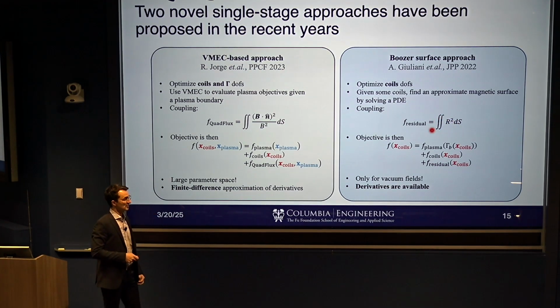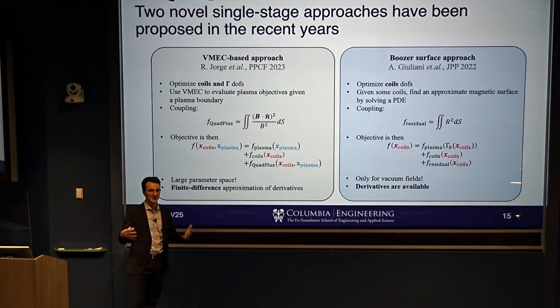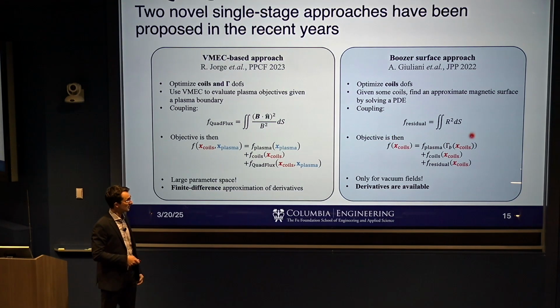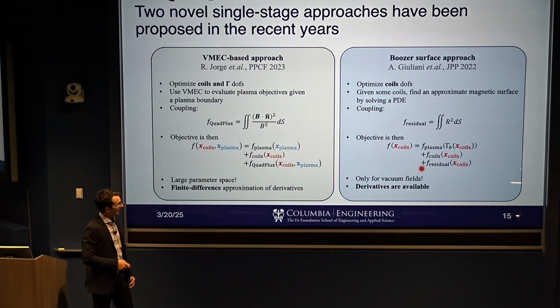So if you solve your PDE exactly, you do find a magnetic surface, and you have a good coupling between the coils and your surface. If the residual squared is large, then the surface you use to evaluate your plasma objective is completely off. And then your objective is given by this function that depends only on your coils degrees of freedom. And you see that you still have your F plasma that depends on your boundary, and your boundary itself depends on X coils. We have our coils engineering constraints and this F residual for the coupling.